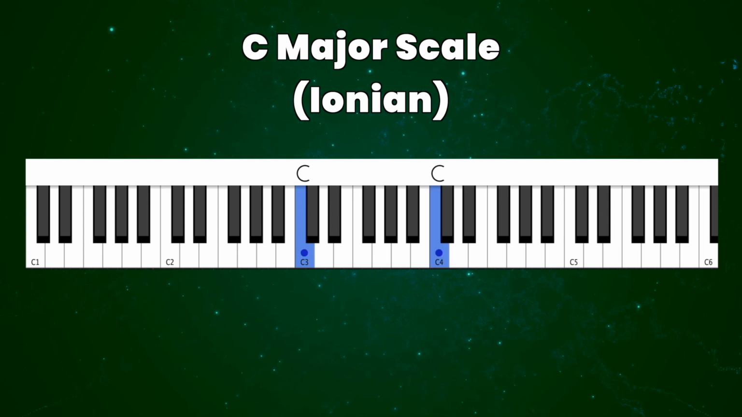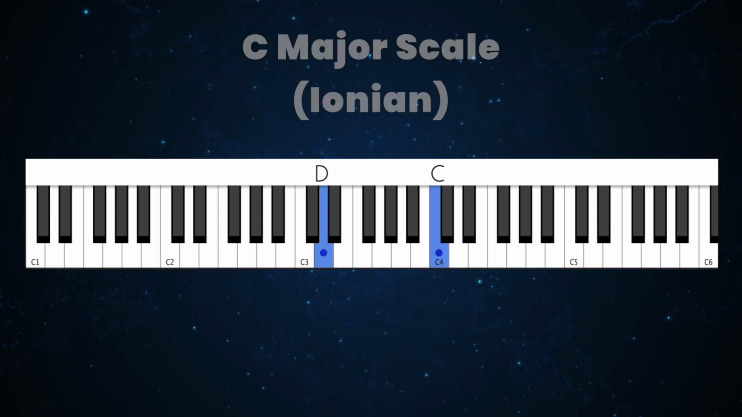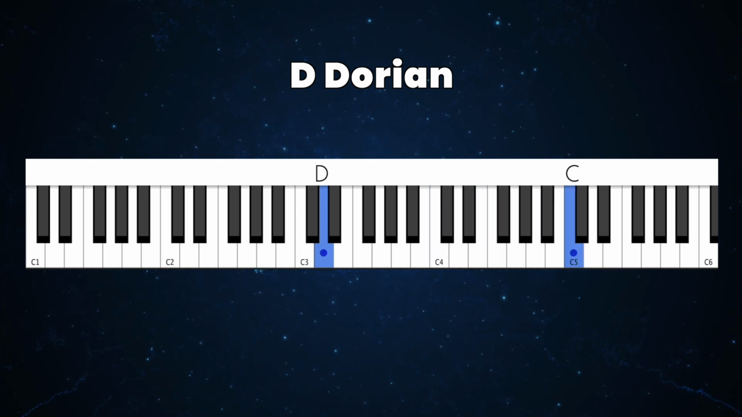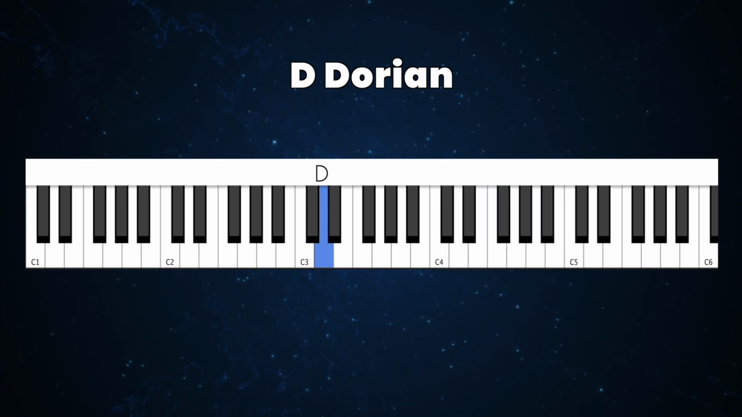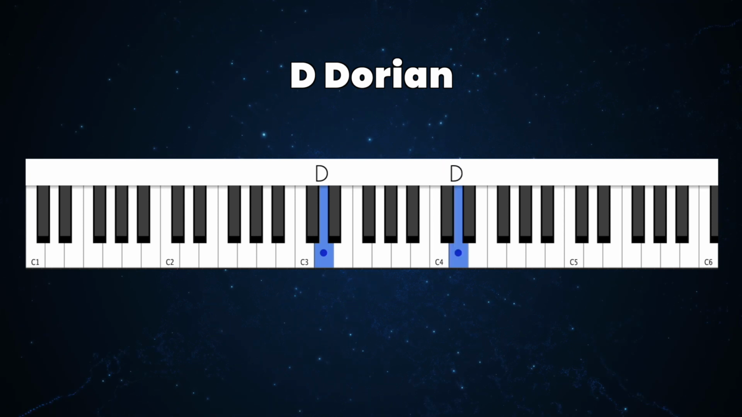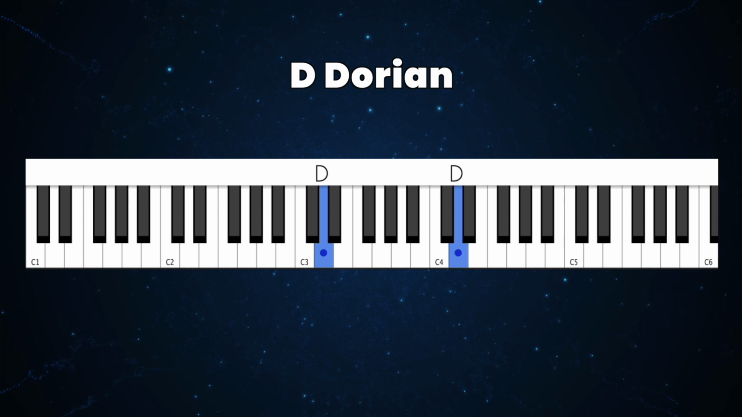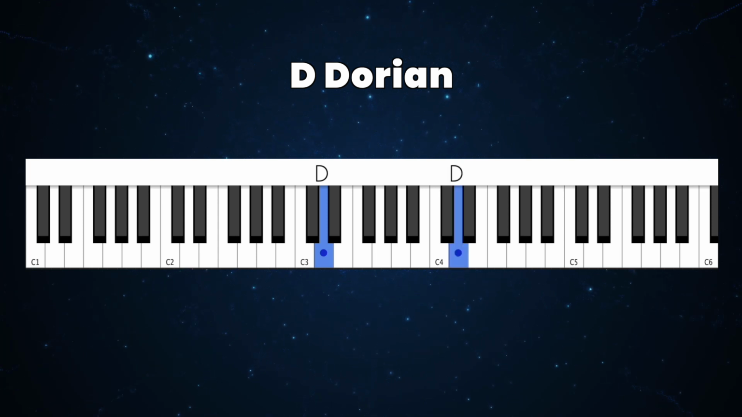That C is the most restful spot, but if we change it to a D, kind of like a D in the bass, hear that tension now? Because it wants to go to the D note, right? And that's what we call a D Dorian mode. So it's built on the second scale degree.